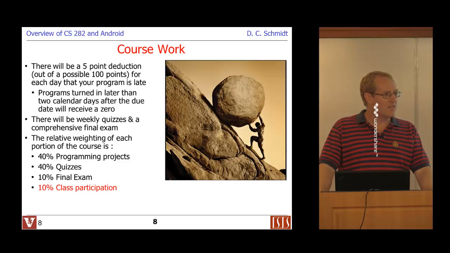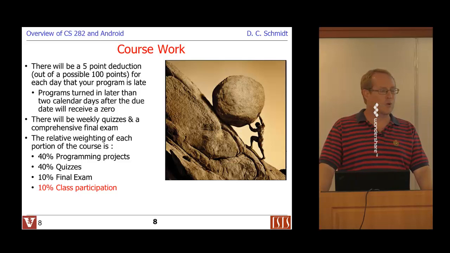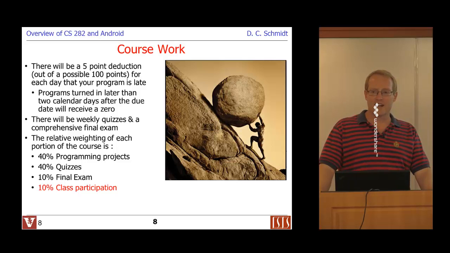Here's basically the weighting of the pieces of the course. So programming projects, 40%, quizzes, 40%, final exam, 10%, which gives you a sense of how big the final exam is. It's just basically a quarter of all the quizzes. So if we have 10 quizzes, then we would have a 3-page final exam or something like that. And then there's also another 10%, which is class participation.